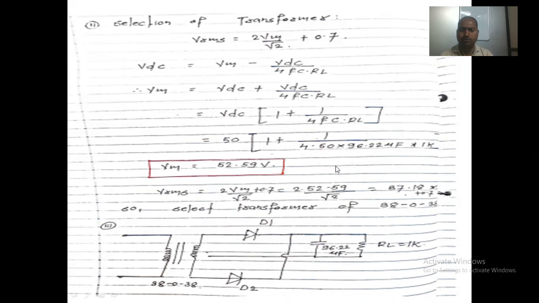Now, what do you have to do for the calculation? Initially you don't calculate everything at once. First, in a bracket, calculate 4.60 into 96.22 into 10 raised to minus 6. The minus 6 is only for the microfarad. Tell me that value.